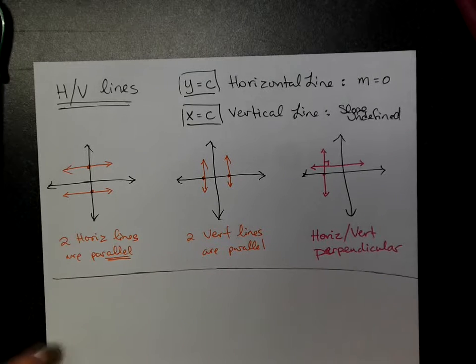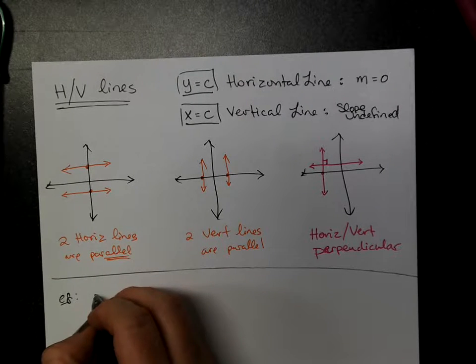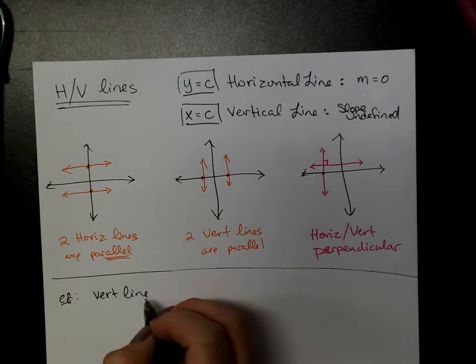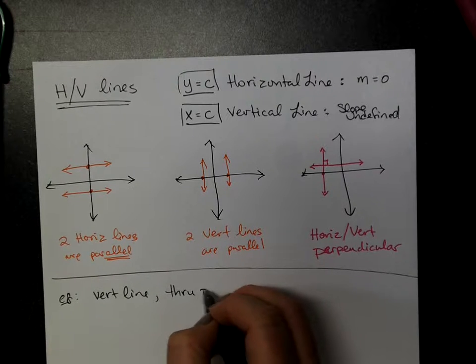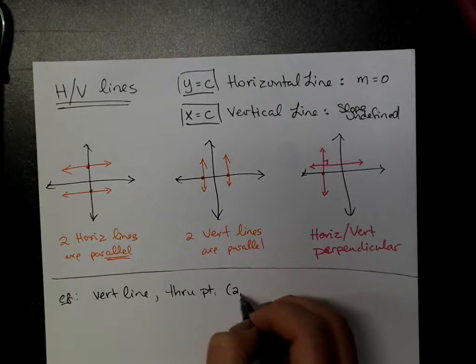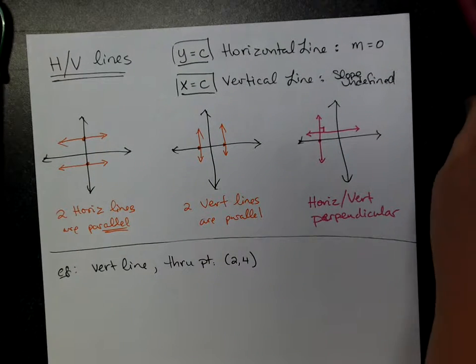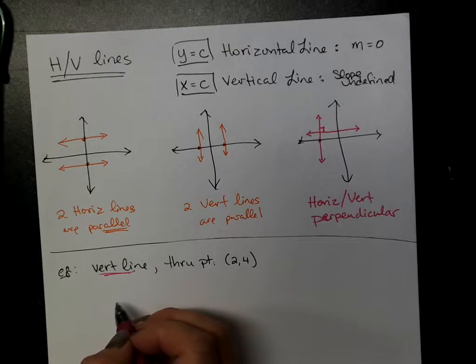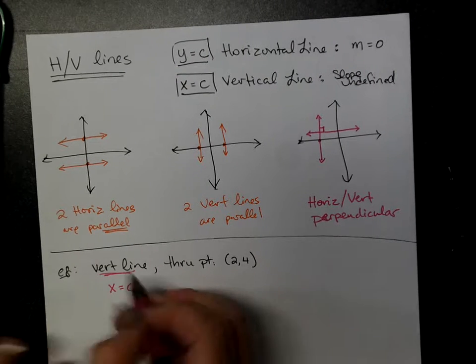And here are some typical clues you might be given. For example, you might be told you have a vertical line, and you need to write its equation, and you're told that it passes through the point (2, 4). Well, if it's a vertical line, what is its basic equation? x equals 2. Specifically, x equals c is its general equation.